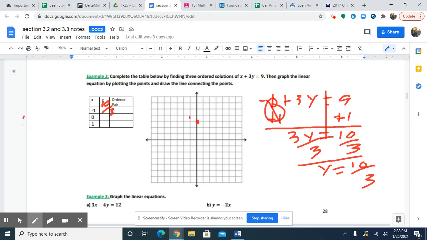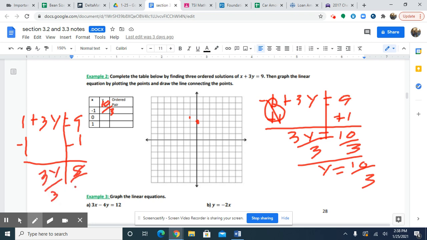And finally, we can have 1 plus 3y is equal to 9. Same steps as the other one, but instead of adding, we're subtracting here. And we're going to divide both sides by 3. So y is equal to 8 over 3. And so 1 and then about 2.6. So 1 and 2.6 gives us a point right about there. And we can connect those 3 points with a graph.